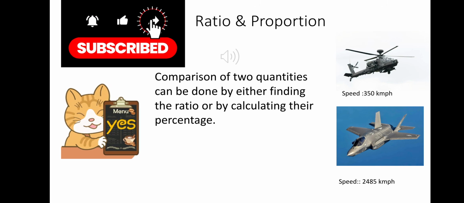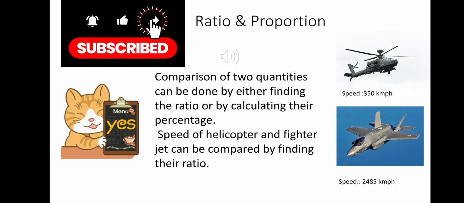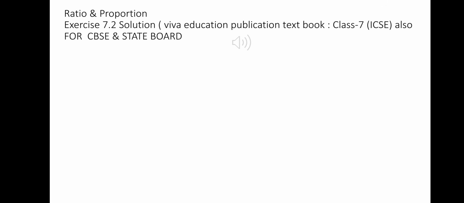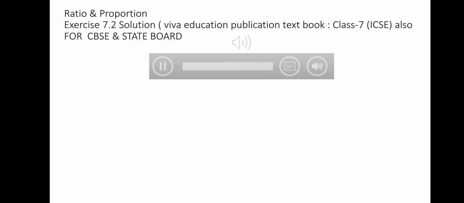Now here there is a helicopter, whose speed is 350 km per hour, and a fighter jet whose speed is 2,485 km per hour. This is done by the ratio. So the speed of the fighter jet is 7 times the speed of the helicopter.